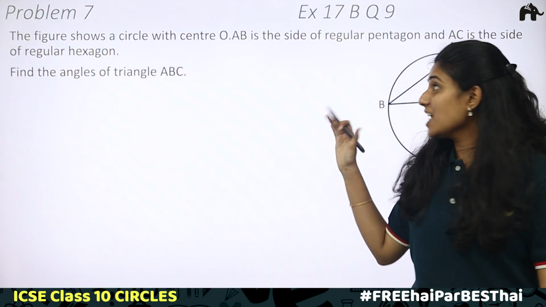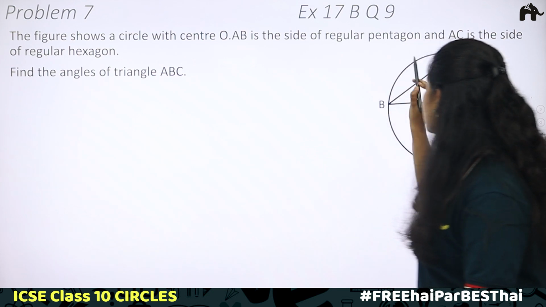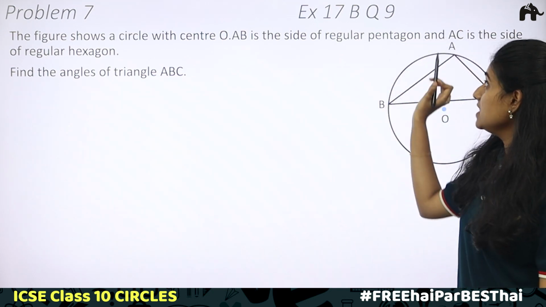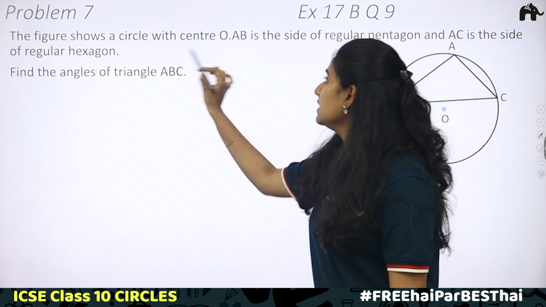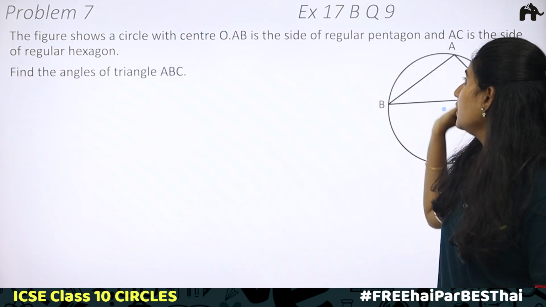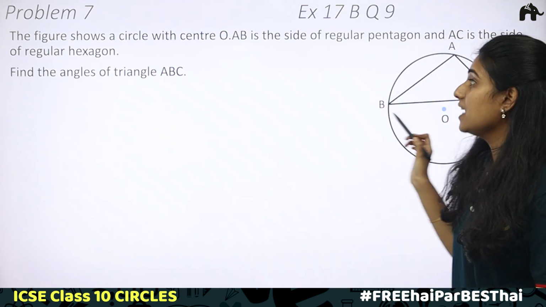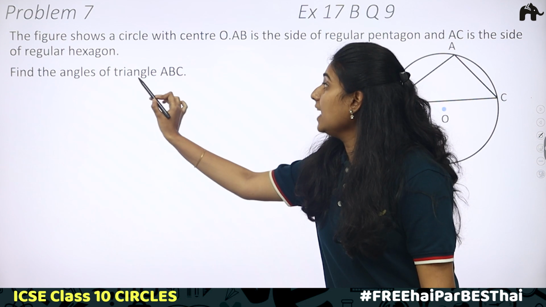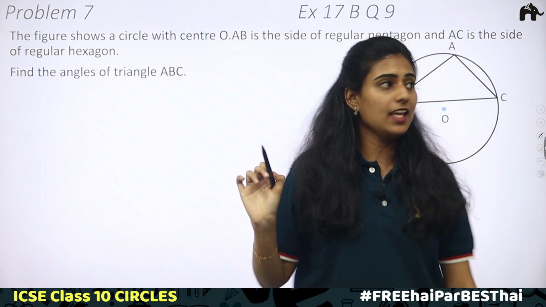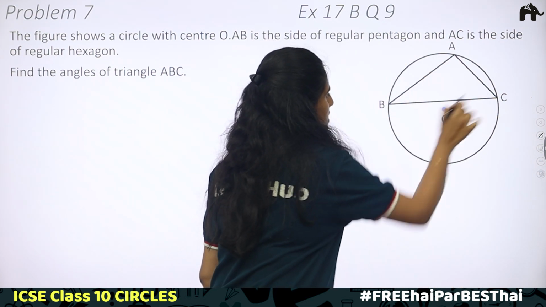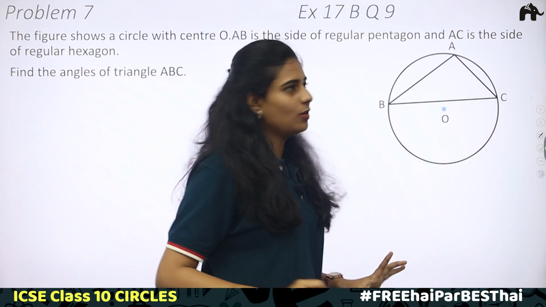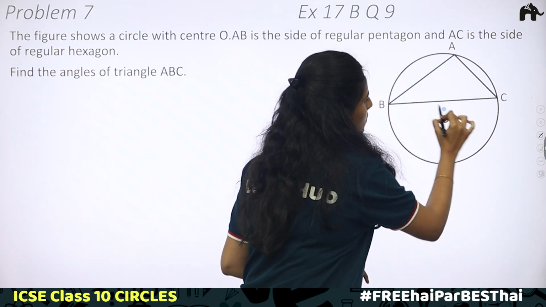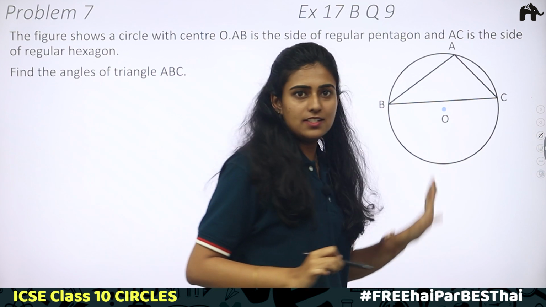Clear? Here we have the last problem for today. Problem number 7, question 9 of exercise 17B. The figure shows a circle with center O. AB is the side of a regular pentagon and AC is the side of a regular hexagon. Find the angles of the triangle ABC. Here you can find ABC. Is BC the diameter? No, right? BC is not passing through the center O. Therefore, BC is not the diameter.